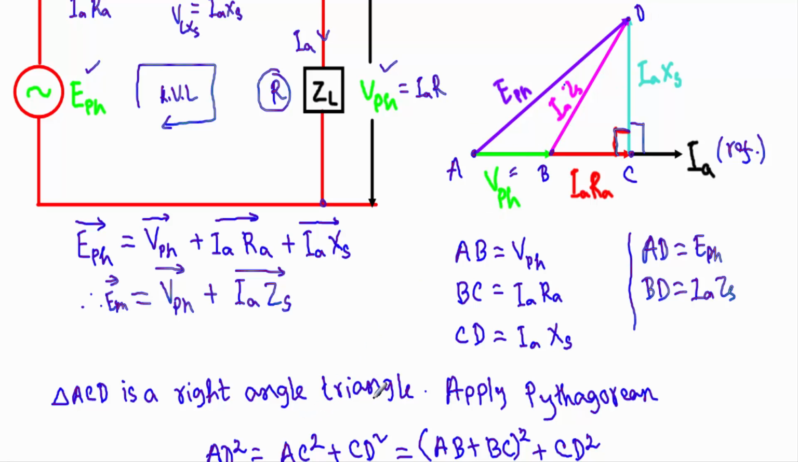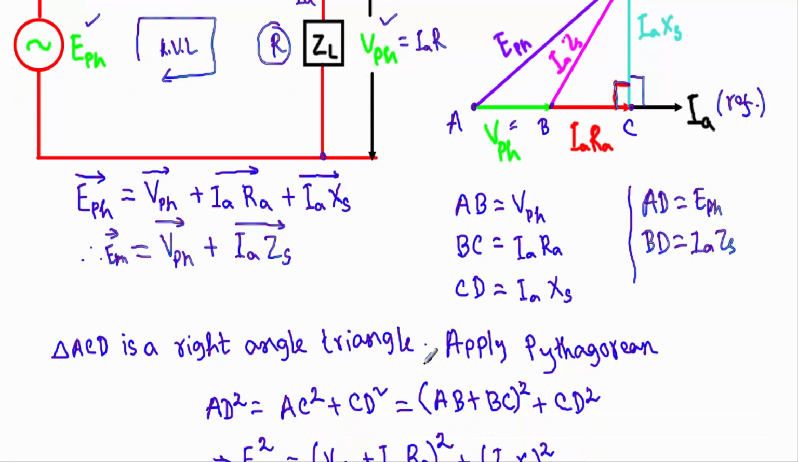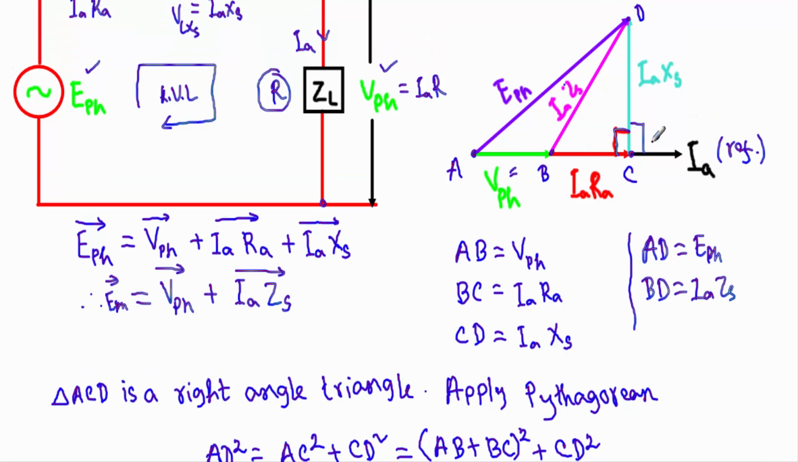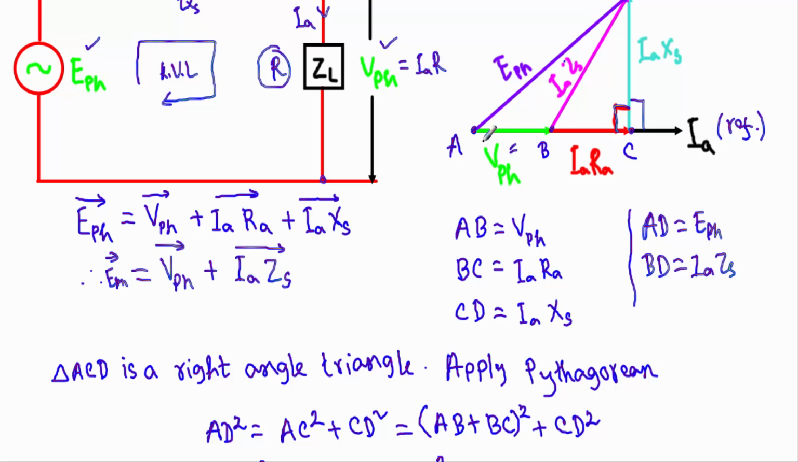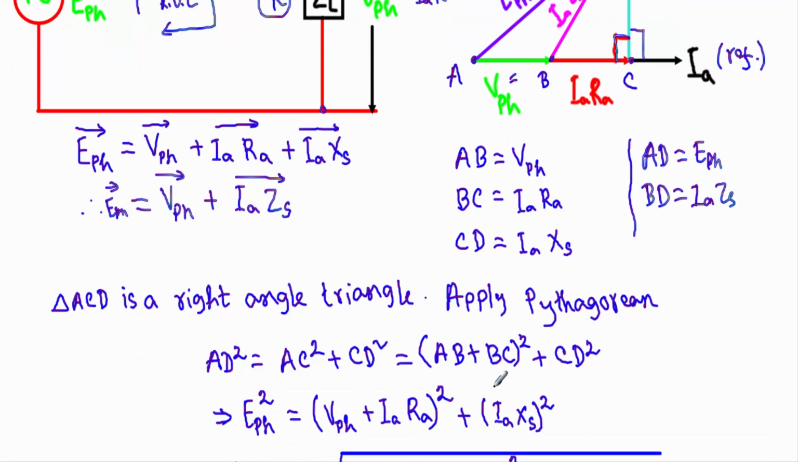This is a right angle triangle, so I have to take the Pythagorean theorem. This is the hypotenuse, AD square. So this AD, this hypotenuse square, will be equal to AC square plus CD square. Okay, so I can write AD square equal to AC square, this is our length 1, and this is our length 2, CD square. See here, AC equal to AB plus BC. I can write AD square equal to AB plus BC whole square plus CD square.